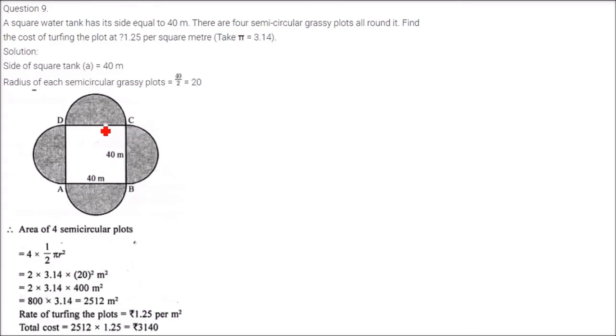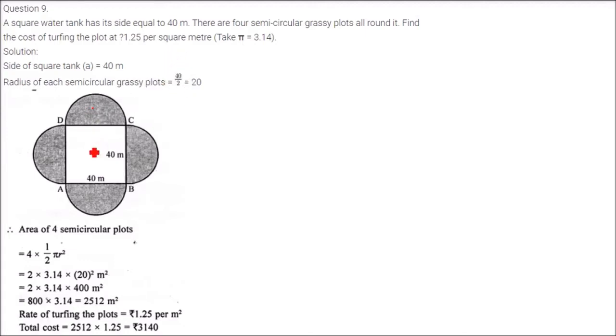A square water tank has a side equal to 40 meter. There are 4 semicircular grassy plots, so these are 1, 2, 3, 4 semicircular grassy plots around it. Find the cost of turfing a plot at this rate, 1.25 per square meter.